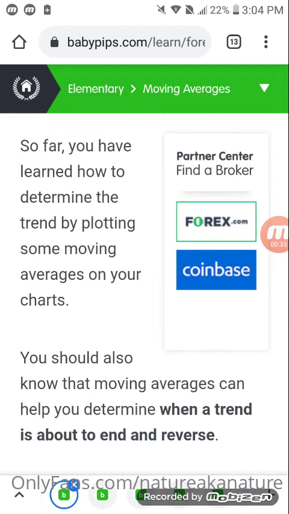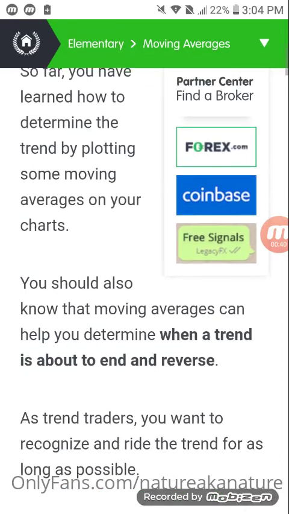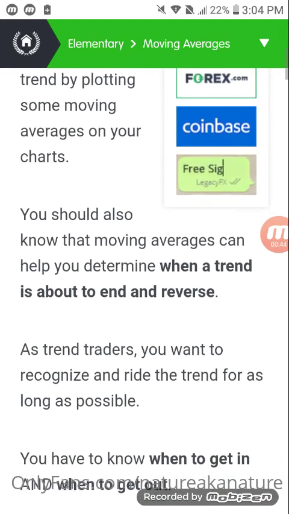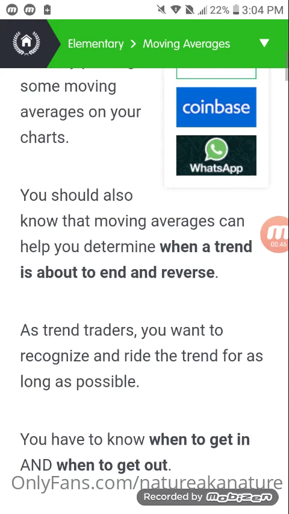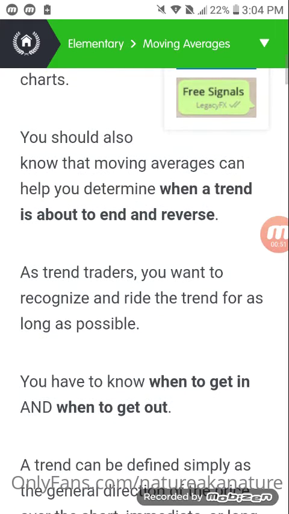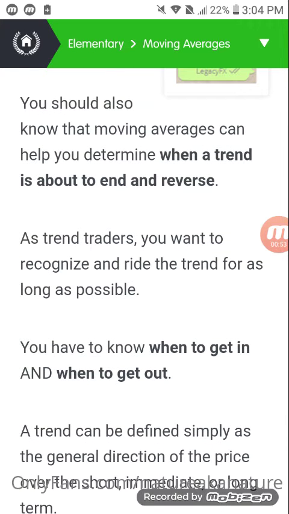So far you have learned how to determine the trend by plotting some moving averages on your chart. You should also know that the moving average can help you determine the trend and when it's about to end or reverse. As a trend trader, you want to recognize and ride the trend for as long as possible. A trend trader is someone that rides the overall trend. If it's in an uptrend, we only trade uptrends. We don't trade the downtrends, the pullbacks, because the overall direction of the trend is an uptrend.